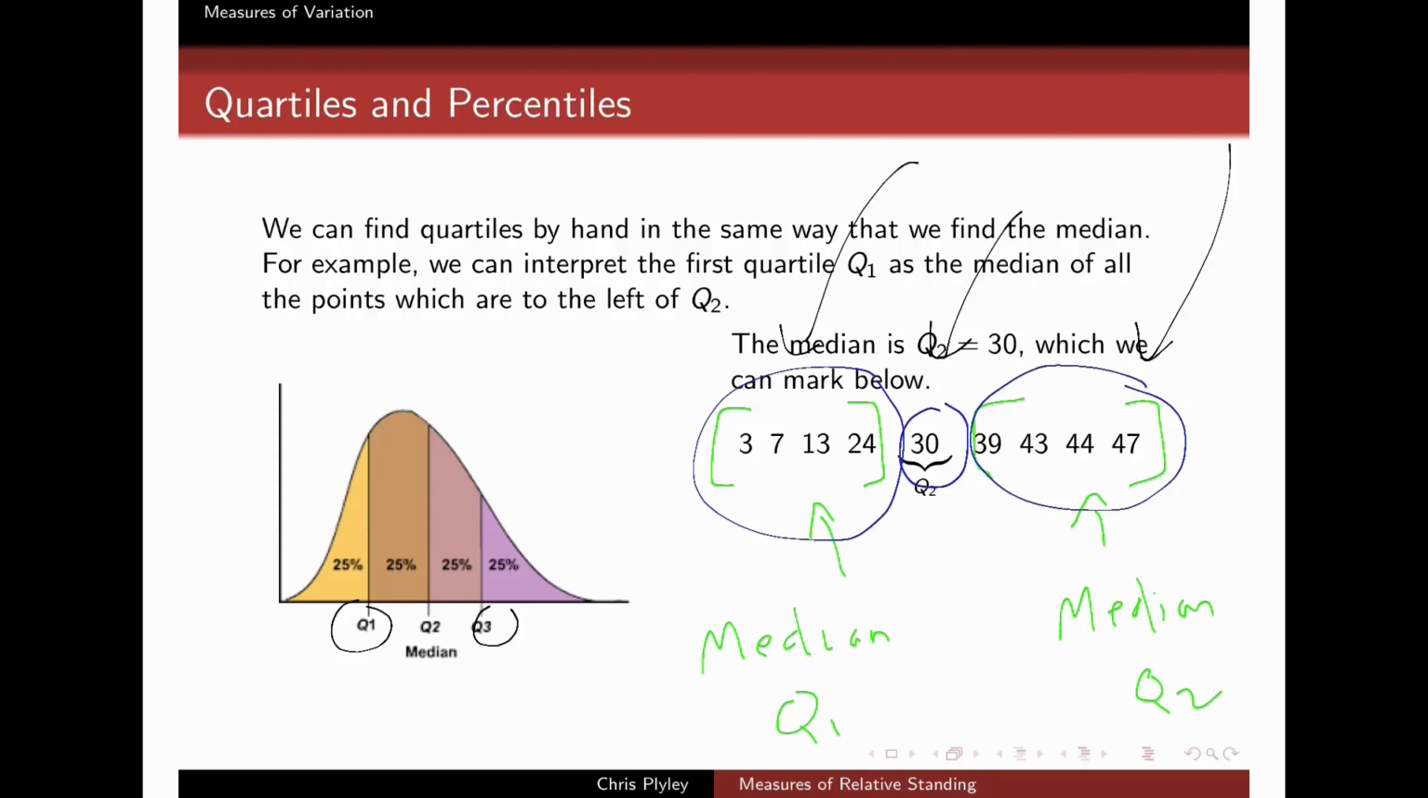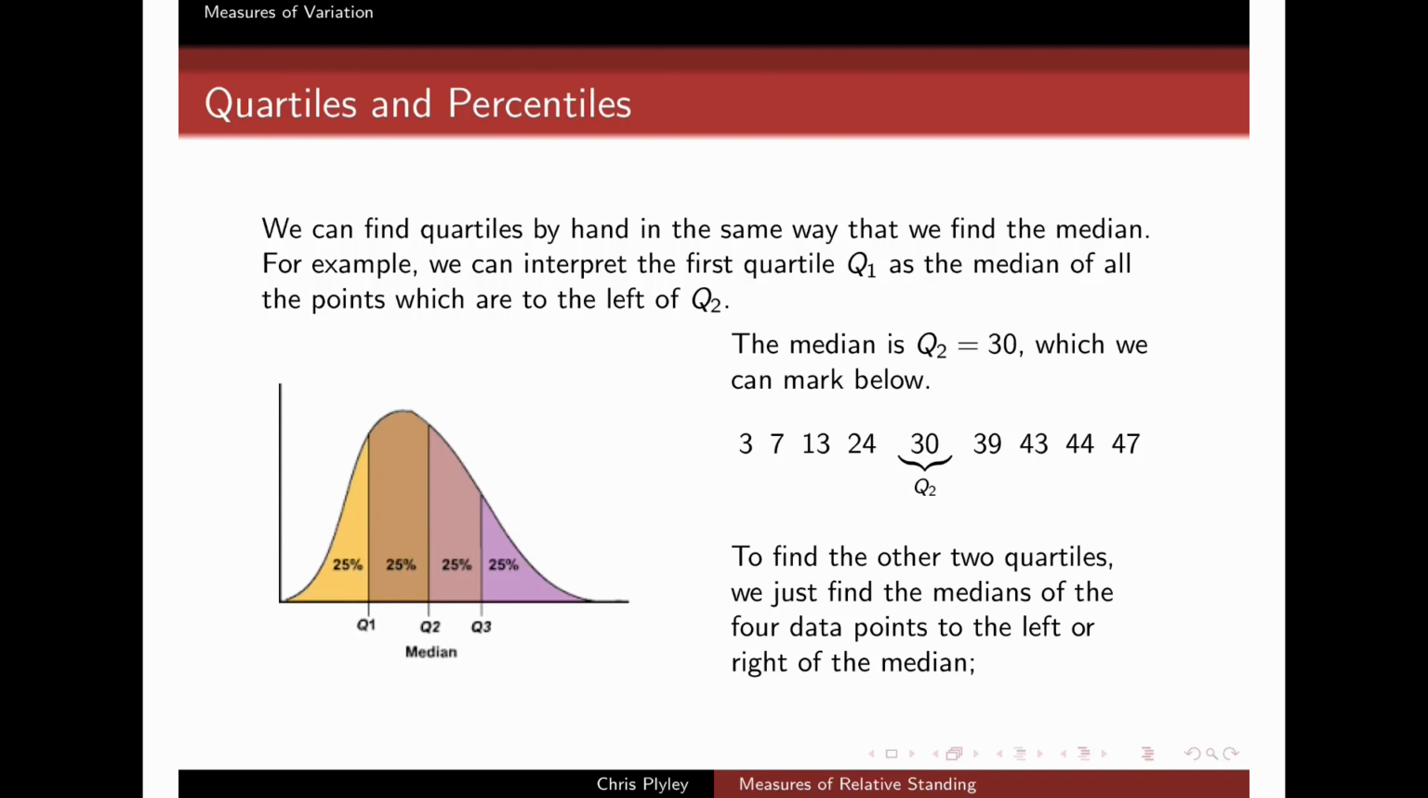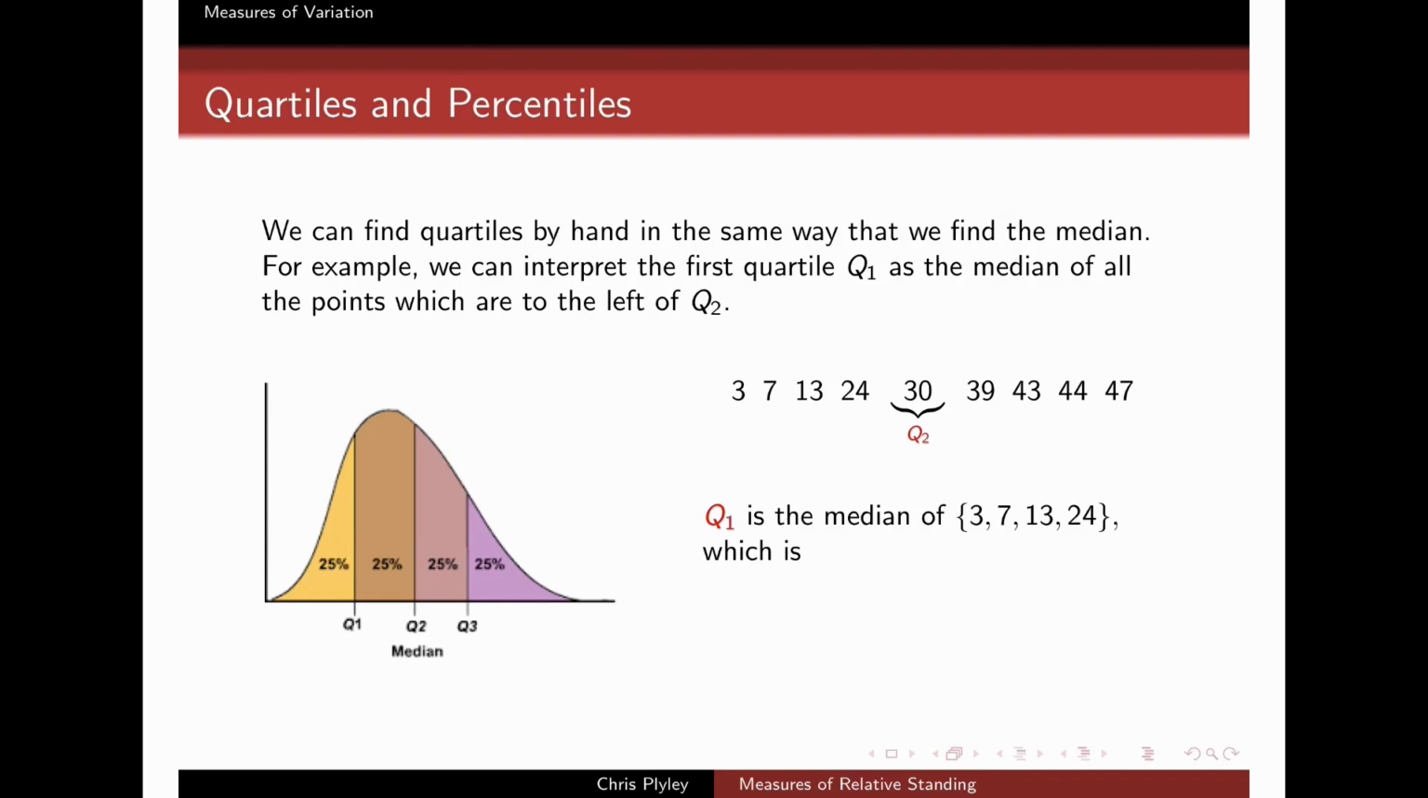And hopefully you remember that the median of a set of even size, there is no middle point. So what we do is we take the middle of the middle points. So to find the first quartile, I have to take these 4 numbers, 3, 7, 13, 24, and find their median. Their median is the point right in between 7 and 13, which is 10. So in this example, my first quartile is 10.